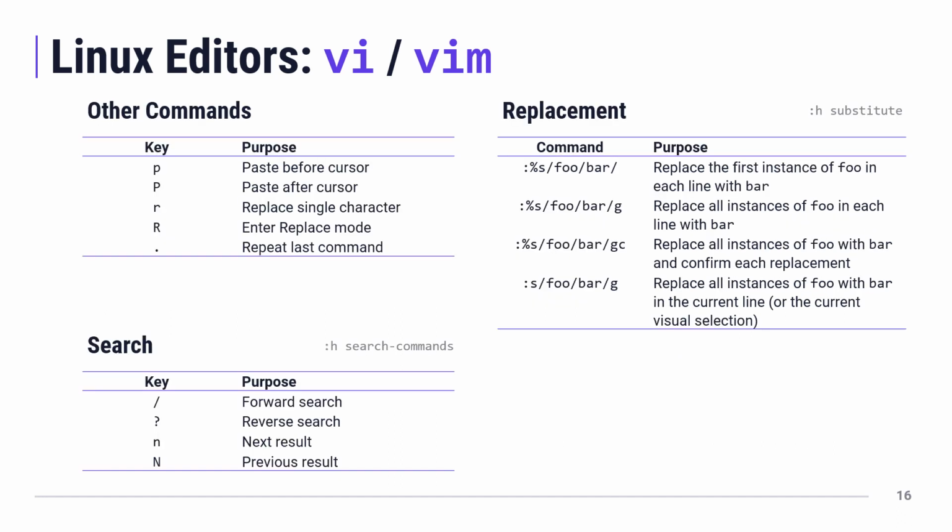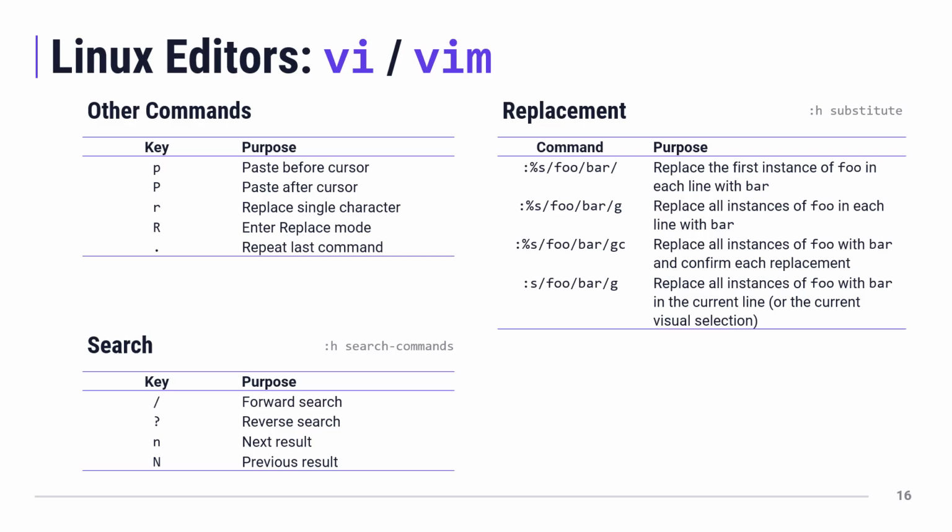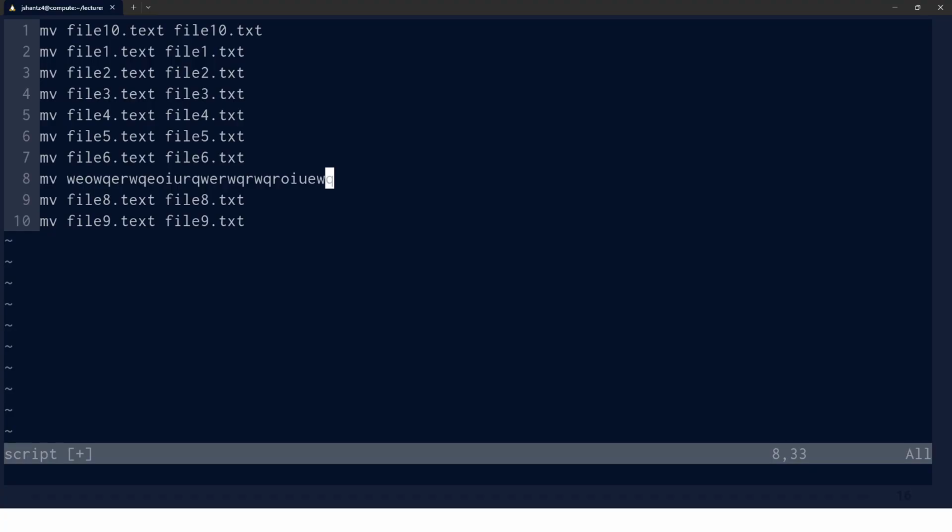Okay, so we talked about pasting. If you want to go into replace mode, it is Shift R. So if I go into replace mode, I do Shift R, it says replace at the bottom, and now whatever text I type gets overwritten. Replacing things: if I want to replace something, I have to be in normal mode, so you press escape to get back into normal mode.